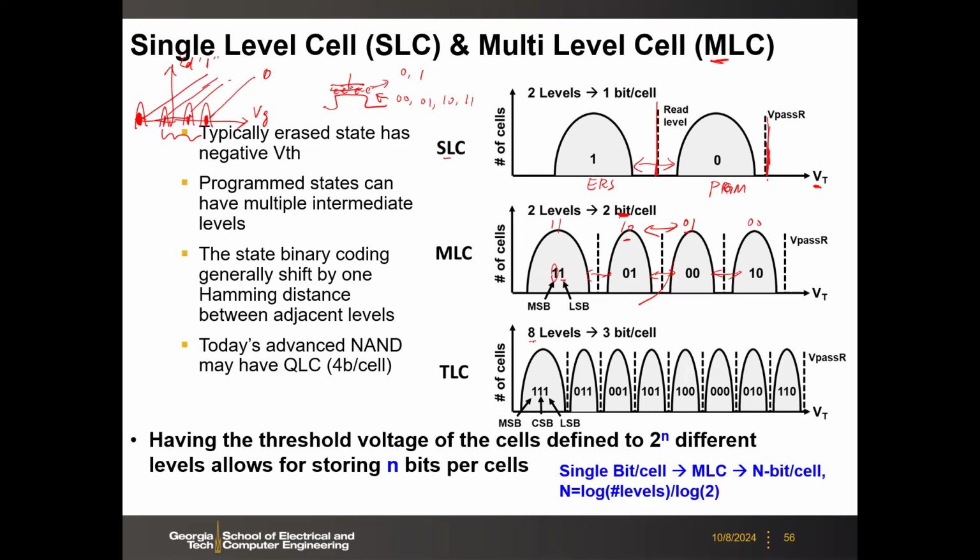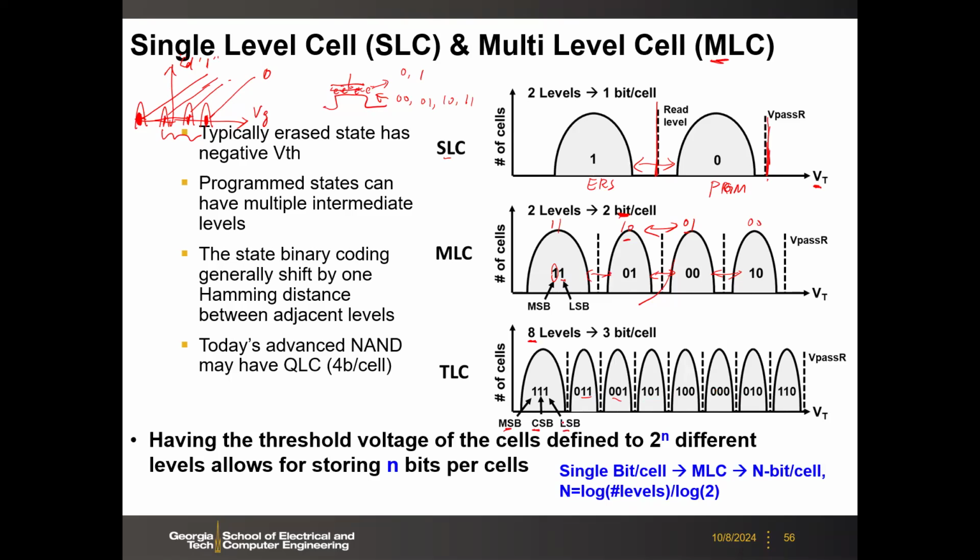That means we have to design this for 8 levels. So that means we have to further split the entire distribution into 8 levels. And then you can do this kind of encoding. You can check the adjacent levels differ only by 1 bit. So then MSB, and the central SB, and then LSB.